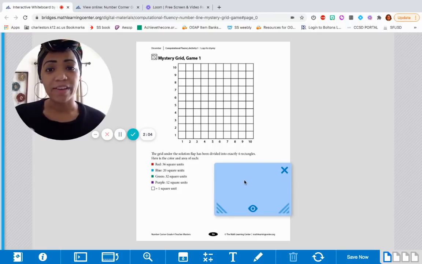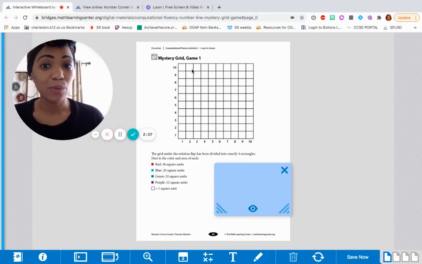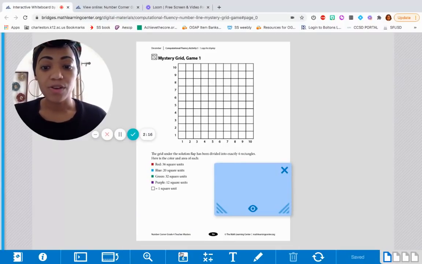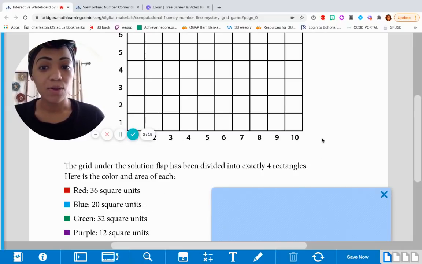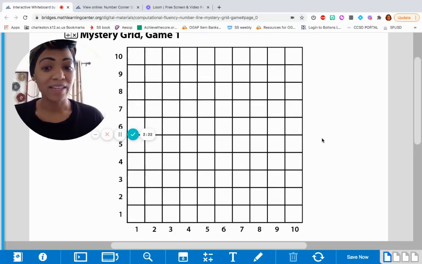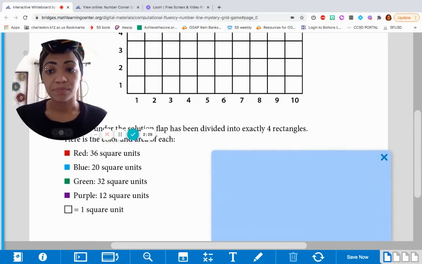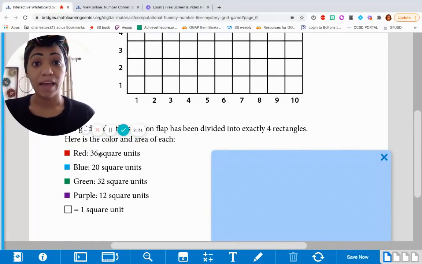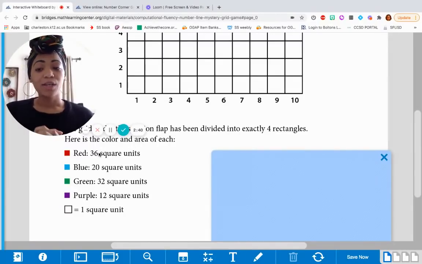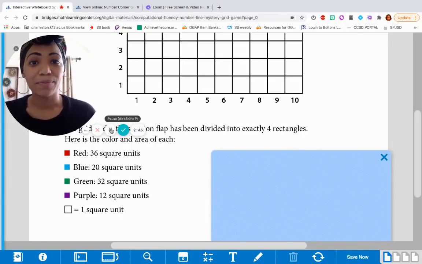And if you were to add up all their areas, it would be 100 square units, which is hopefully what you noticed is the area of this whole mystery grid game board. There are no gaps in between those rectangles, and so your job is going to be to figure out exactly what the dimensions are for each rectangle. Now we have some clues here. We know that red is going to have an area of 36 square units. Blue is going to have an area of 20 square units. Green, 32 square units, and purple, 12 square units.